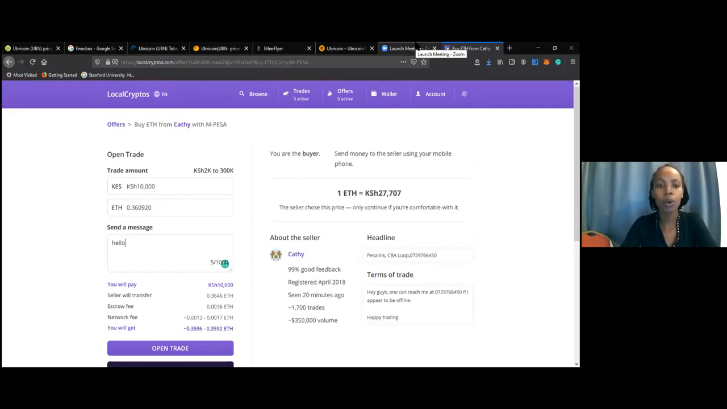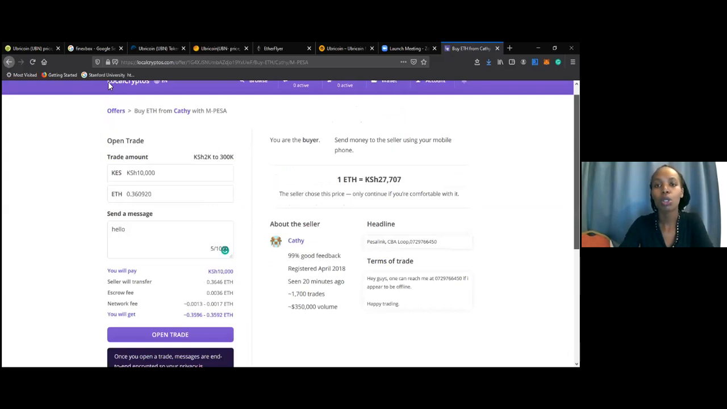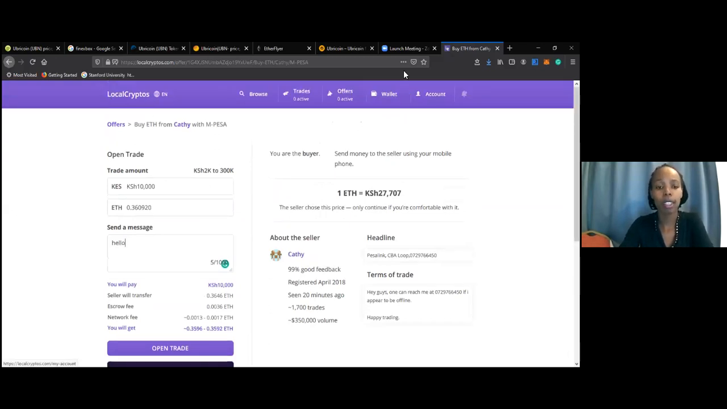Make sure when you open, you click on open trade. It will be very easy for you to navigate through the other page, because the system will say that the seller has moved money to escrow, and that is the only time that you are allowed to pay for the ETH that you're buying. And they're going to share their contacts or the details of where they want the money to be sent. So after you do that, then it's time to move the ETH from LocalCryptos to the wallet or to the exchange that you want to trade.